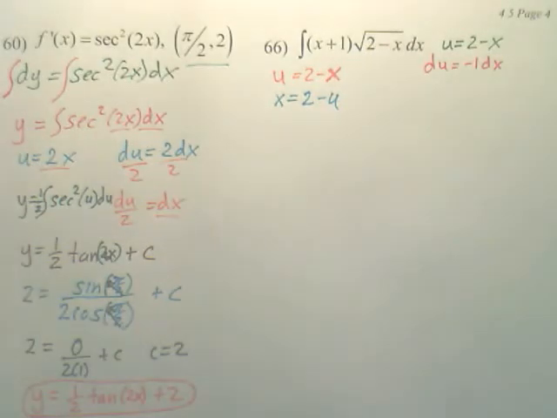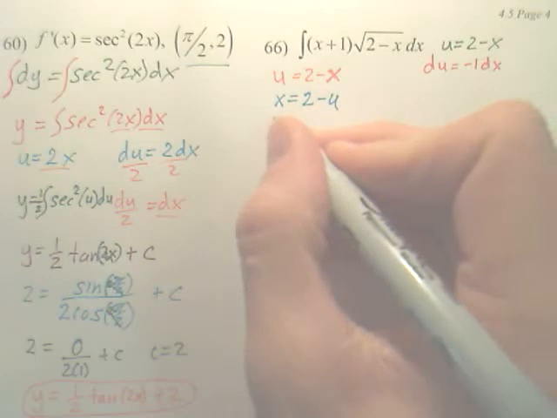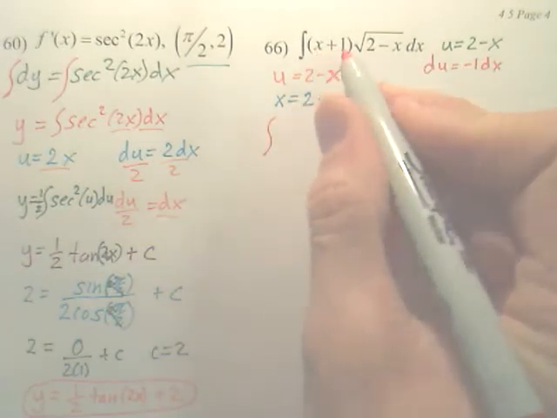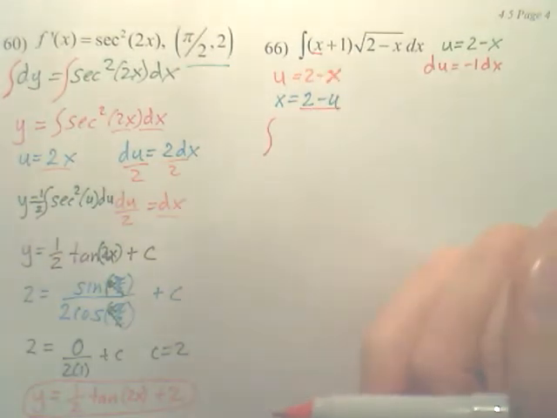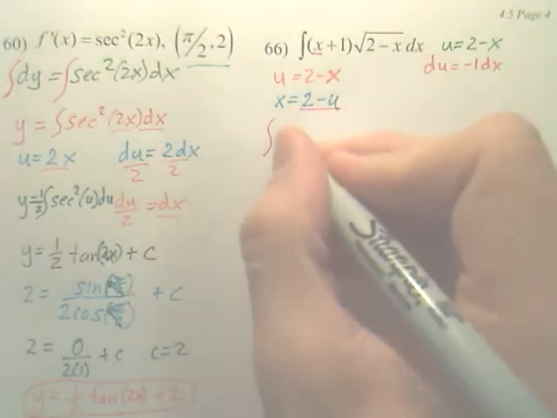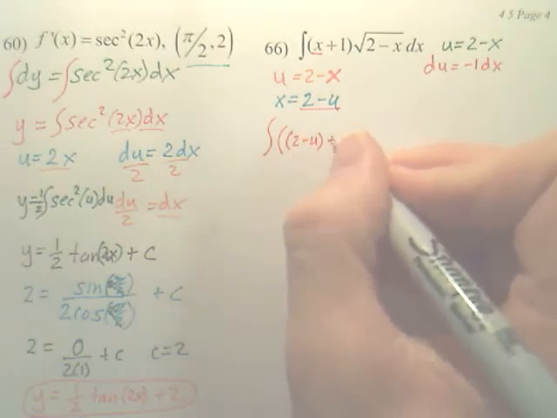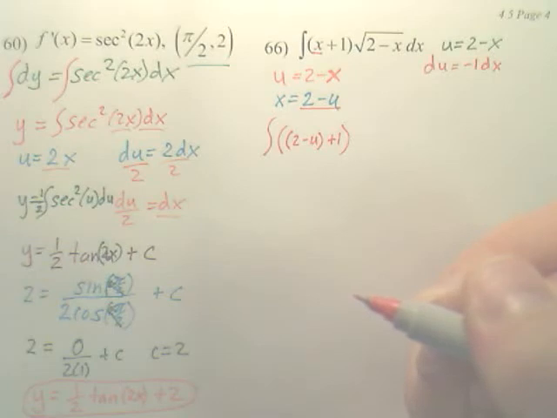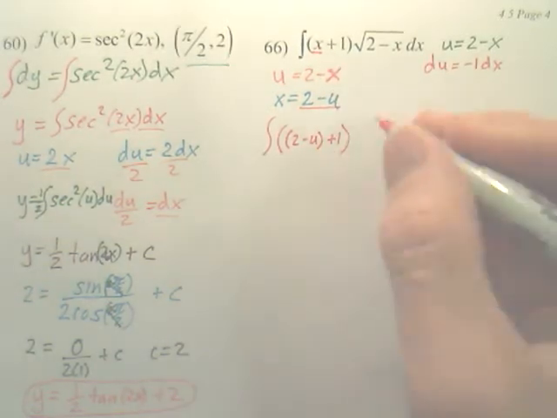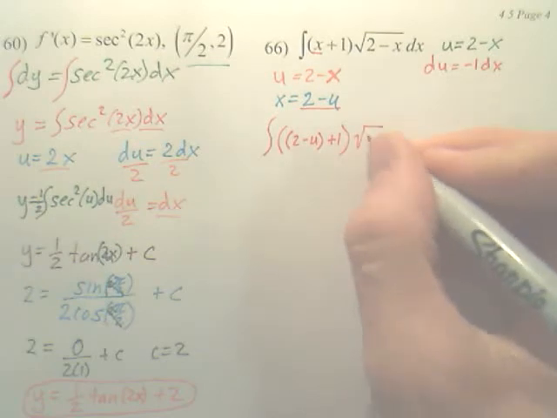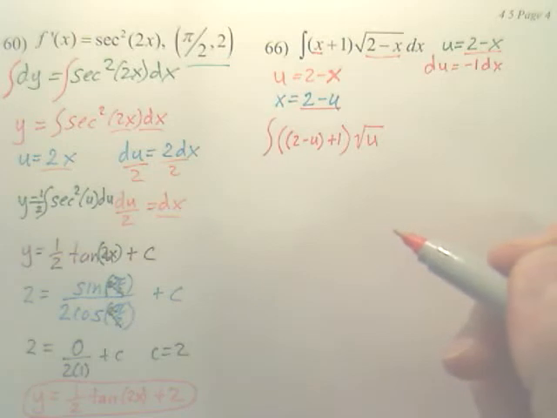Now watch this. We're going to do all sorts of substitution here. Here we go. X plus 1. Instead of x, can I replace this right here for x? So I can replace 2 minus u plus 1. Okay? I replaced the x with a u. Alrighty, next, isn't this going to be square root u, because isn't u 2 minus x?